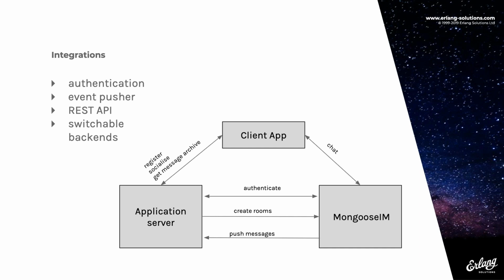And whenever a message is sent via Mongoose IAM, it's pushed to the application server so that it's added to the message archive. And this is all possible because we have REST API, we have event pusher, we have pluggable authentication, and we have switchable backends. But this is just one of the options. You can also share database, you can put message broker somewhere, you name it. The limit is your imagination, provided the server you chose has the basic integration enabling feature.